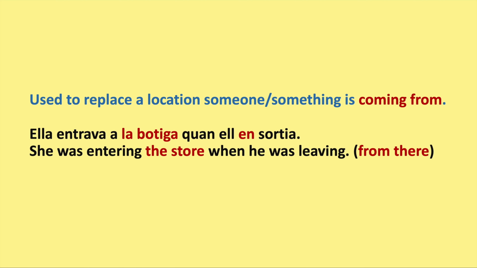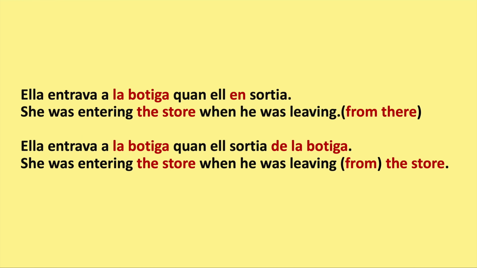For example, ella entrava a la botiga quan ell en sortia. She was entering the store when he was leaving from there. The "en" means from there, and you have to mention it. From where? La botiga. And why? Because you mentioned la botiga, so that's why you need "en". If you were to say, ella entrava a la botiga quan ell sortia de la botiga, this is okay, but it would just be unnecessary because you have "en" to use in its stead.